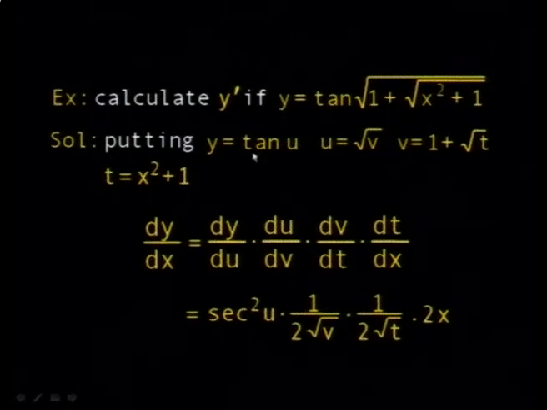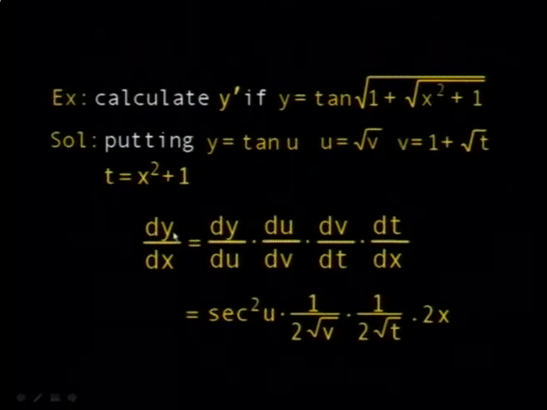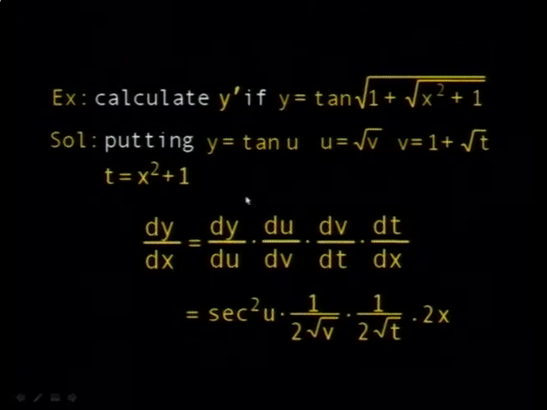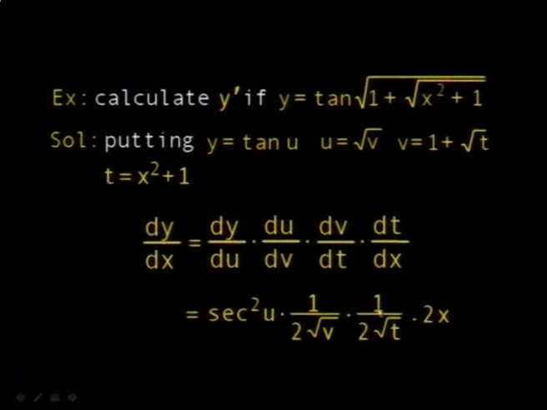So here you have dummy variables u and v and t, and you finally wish to calculate the derivative of y with respect to x. So you do the following, again, as if you're doing algebra: dy by dx is equal to dy by du times du by dv times dv by dt times dt by dx. You can cancel out the u, the v and the t to obtain finally dy by dx. So dy by du is the sec square, derivative of tan. The derivative of square root of v with respect to v is 1 over 2 square root of v. And the derivative of v with respect to t is again 1 over 2 square root of t. And finally, the derivative of t is 2x. You multiply them together to obtain dy by dx.